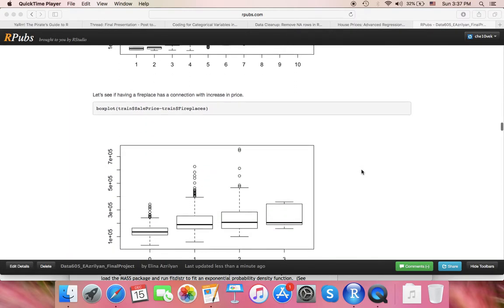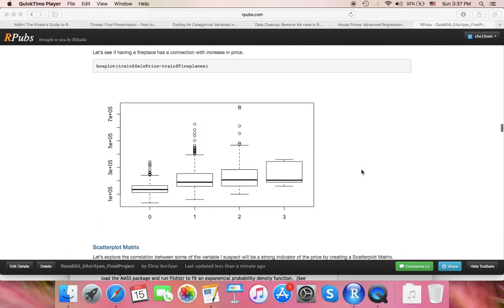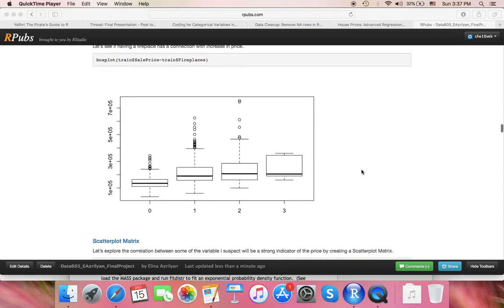I also did a box plot with the number of fireplaces in the home. I figured, the more fireplaces, the fancier the house is, the higher the price would be. It looks like there's a connection, but it's not as significant as I would have predicted, but there's definitely a link there.